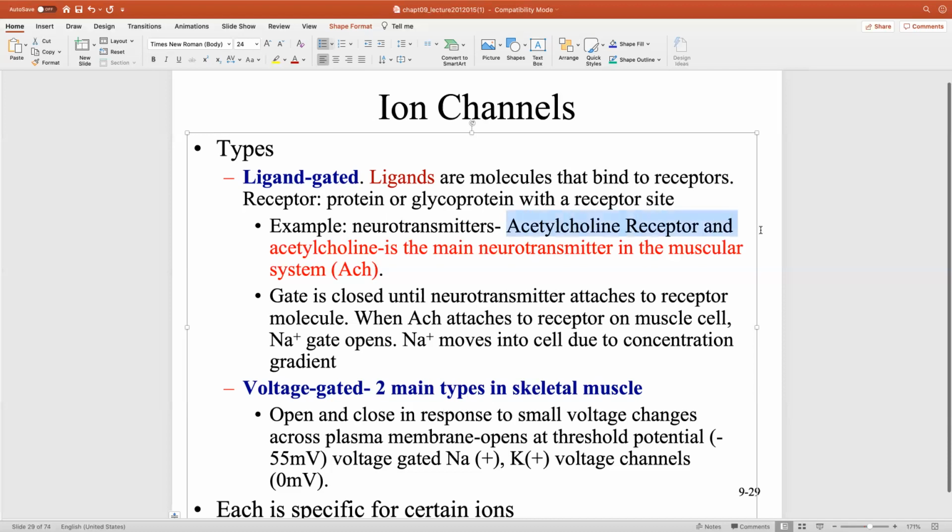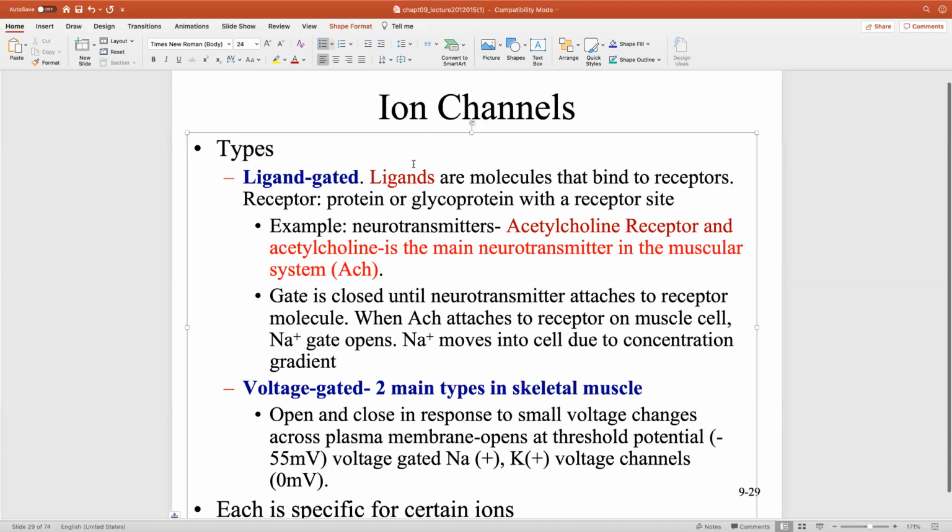Acetylcholine, I'm just going to highlight this part right here as well. We usually use an acronym, ACh. Now, acetylcholine is a neurotransmitter. We're going to see acetylcholine receptors on the sarcolemma of our skeletal muscle cells. Acetylcholine is the main neurotransmitter of the muscular system. It's the main neurotransmitter at what we call the neuromuscular junction. That's where the nerve makes contact with the muscle.